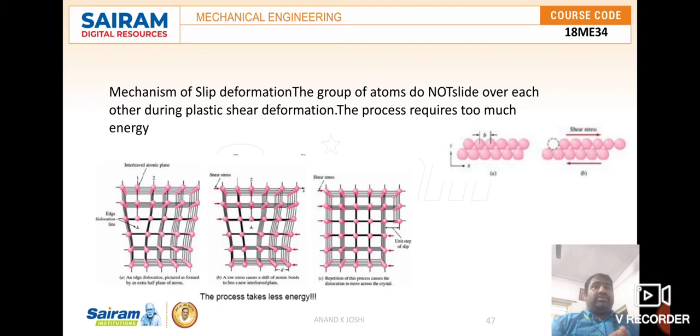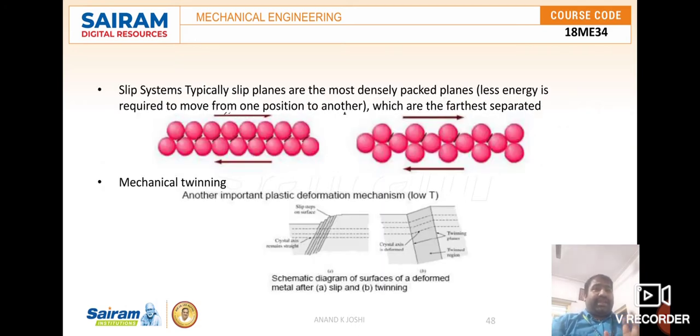So let us discuss what a slip is. Slip means that during the shearing action, some of the molecules require so much energy for deformation. And also for twinning, here the slip system, typically slip planes, are the most densely packed planes. Less energy is required to move from one position to another position, which are furthest separated.